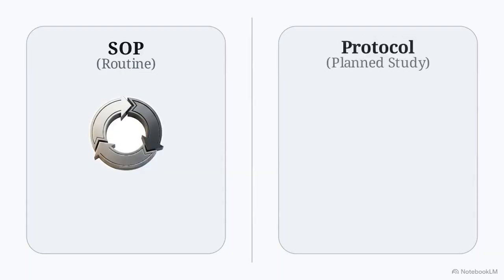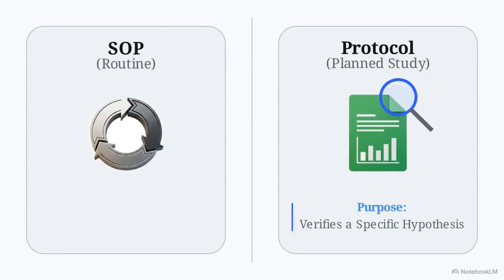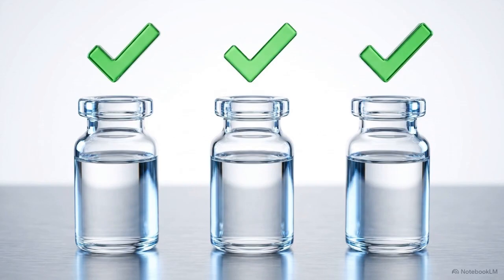The protocol side operates under different rules. This is a framework for temporary, one-time verification studies used to prove a process works. Before you can use that bioreactor SOP, you run a protocol. You execute a 3-run study to scientifically prove that the cleaning method effectively removes all residues.